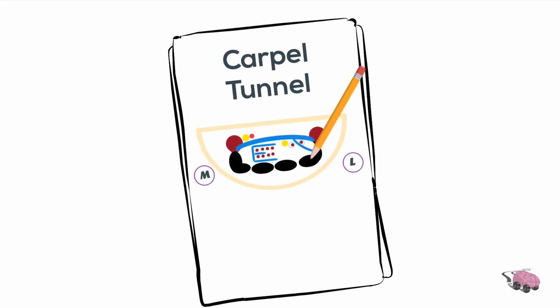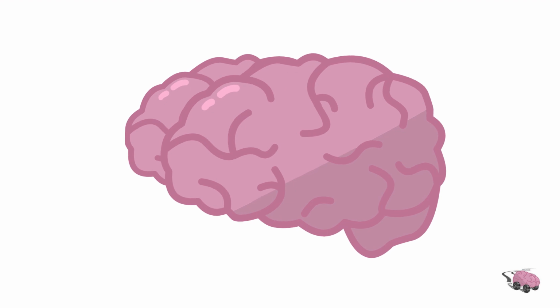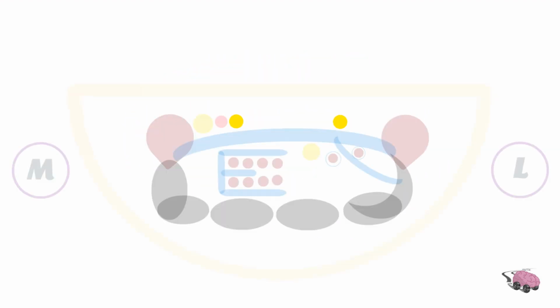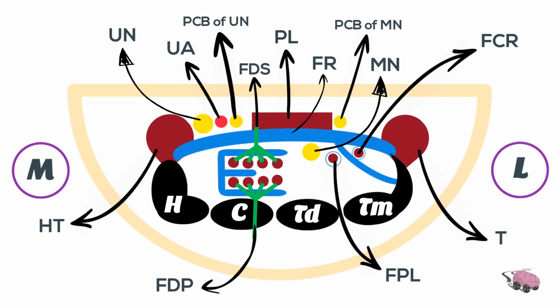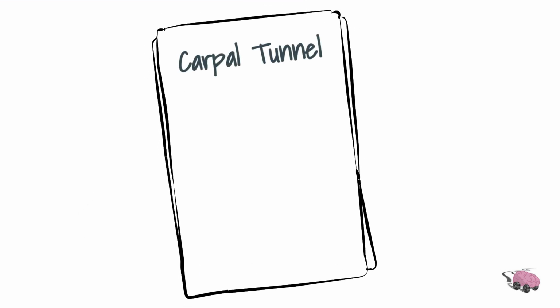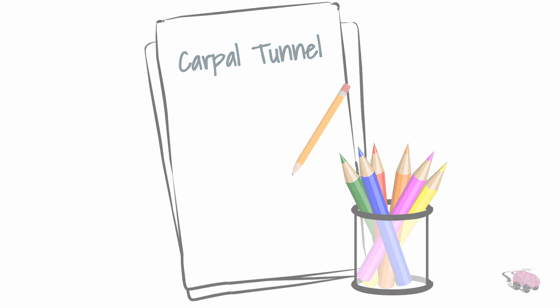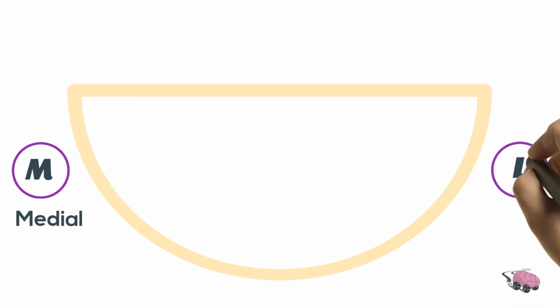Now that you're back with a fresh mind and have nothing to distract you, let's learn all about the carpal tunnel. Now grab a piece of paper and a pencil and also some colored pencils. We'll start by drawing a semicircle shaped figure. Next, we'll label this as medial and over here as lateral.